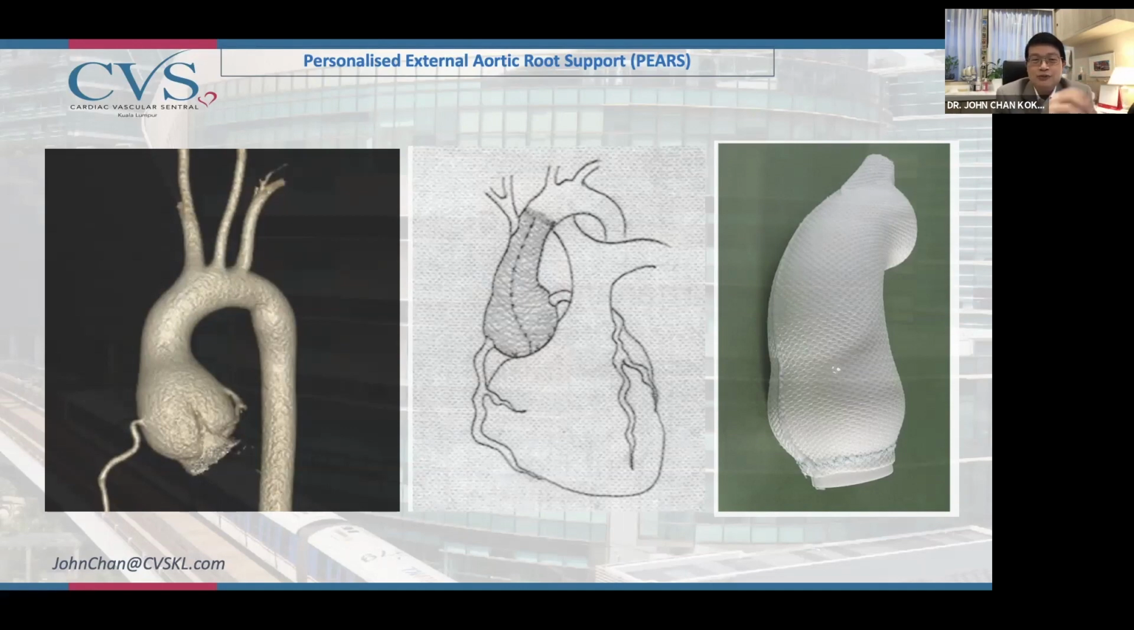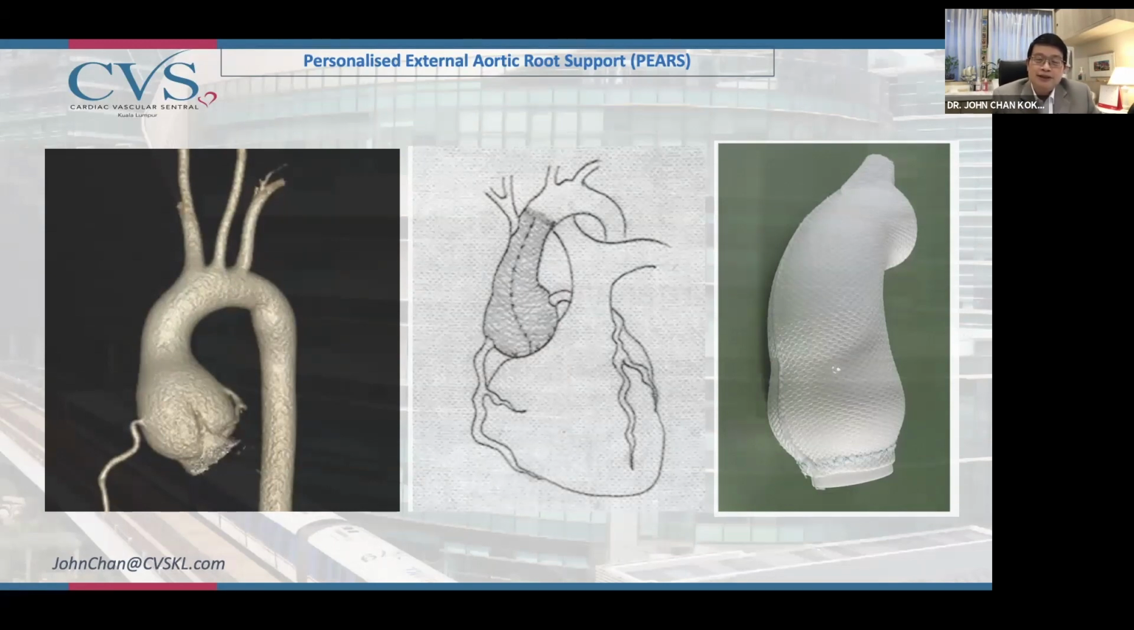So this operation would not involve replacing any part of the aorta. It would just involve wrapping this strong cloth around the aorta and then suturing it tightly, so it will strengthen the aorta and prevent it from getting any bigger, and also prevent it from tearing. This procedure is called a personalized external aortic root support.